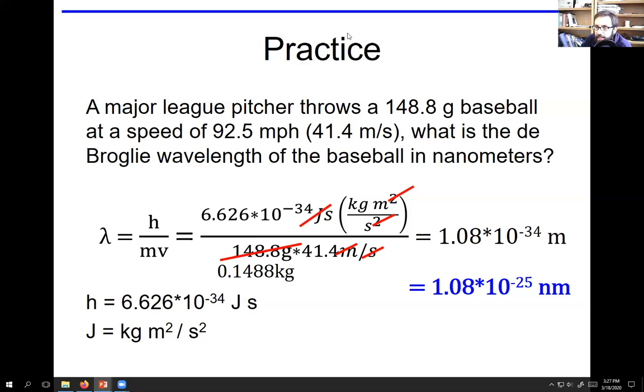All right, so that's a very interesting ramification of quantum mechanics. Everything is like a wave. Everything is like a particle. Everything is both a particle and a wave at the same time.